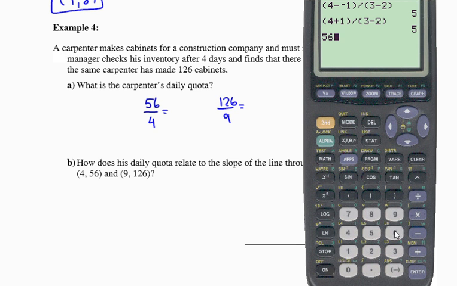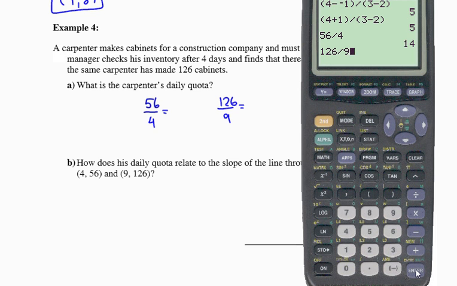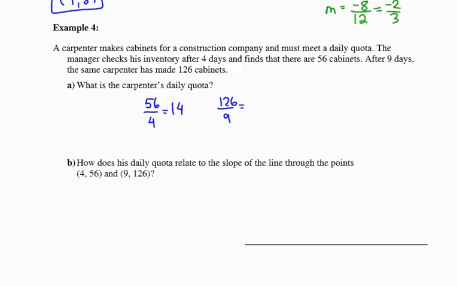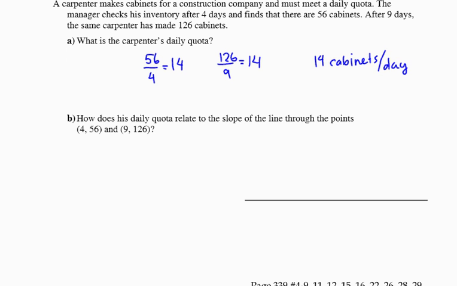Okay, 56 over 4, is that the same thing as 126 over 9? Yeah, they're both 14. And so 14 what? Cabinets per day. 14 cabinets per day. Now they had to be the same. If they weren't, then there must have been some initial value involved. How does this quota relate to the slope of the line through the points?